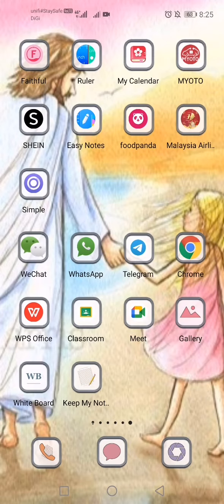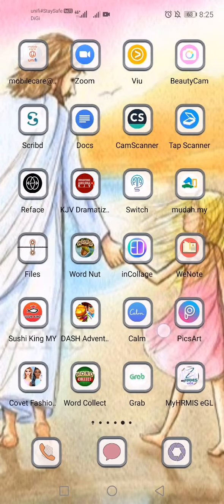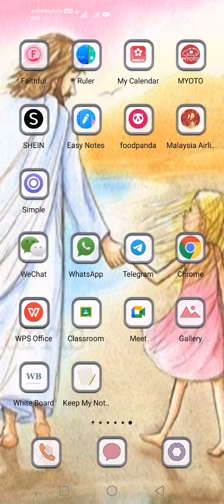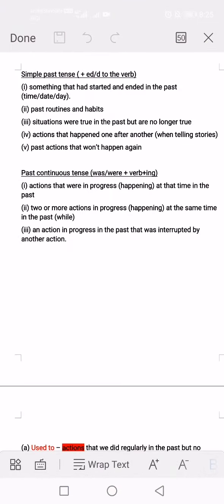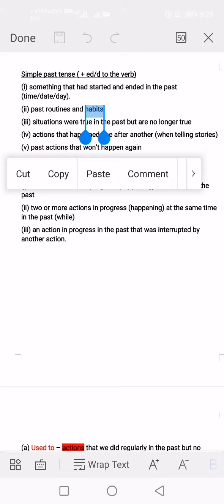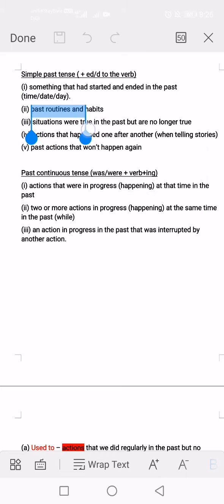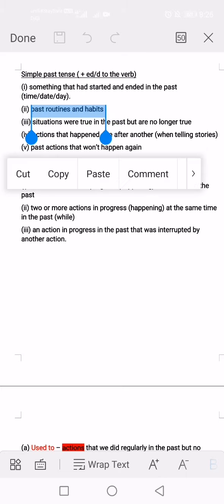Let's look at the second one. Okay, the second one says, okay, is it in this one? Oh yeah, it's in this one. The second one says past routines and habits. Routines are like every day you go to school, every day you brush your teeth, something that you do almost every day. Okay, so past routines and habits. Habits is kebiasaan, amalan. Okay, past already, you're no longer doing it.